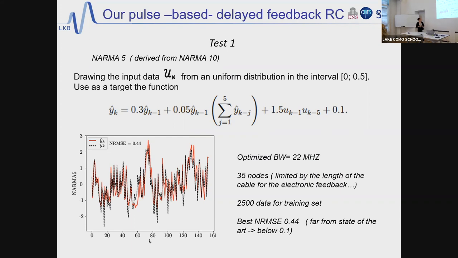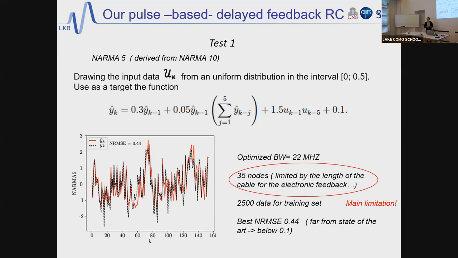The best error that we got is around 0.45. So this is very far from the state of the art, which in this kind of system could be below 0.1. We know that we are mainly limited by the size of our reservoir, and by the length of the cable for the electronic feedback. It's very nice when you try to do very specific tasks that could be so fancy, and then you discover the very basic physics. We are doing that by using the BNC cable, and then you have attenuation at a certain point. This is why for communication we now use optical fibers and not electronic cables, but it's nice to rediscover.